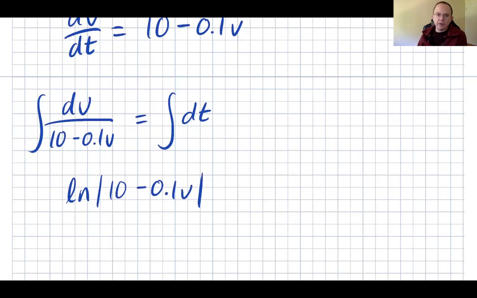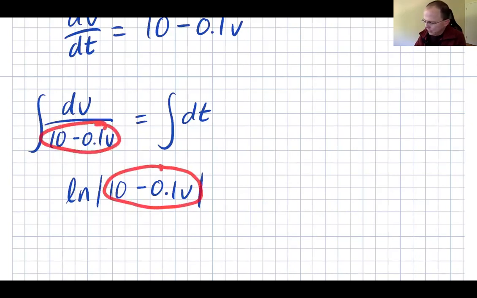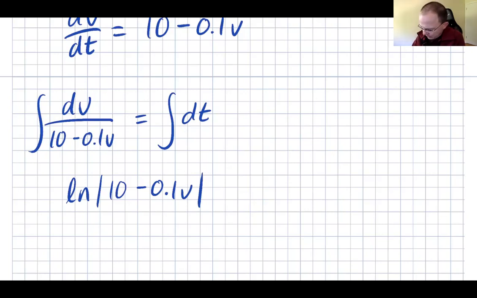But now we have to think carefully. If we take the derivative of that logarithm, we're going to get 1 over this, which is what we want here. And we'll also get a factor of negative 0.1, but we don't have a negative 0.1 there. So to get rid of that, we need to divide by negative 0.1. And this will be t plus c1.